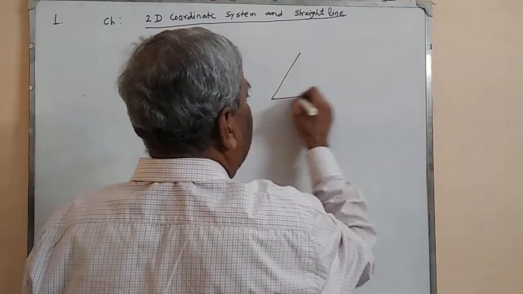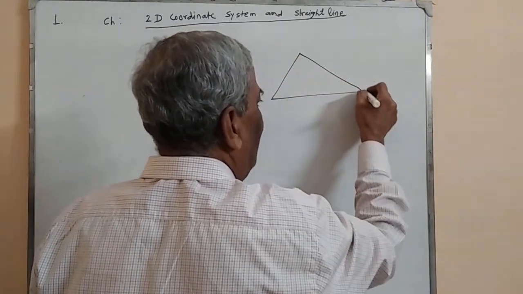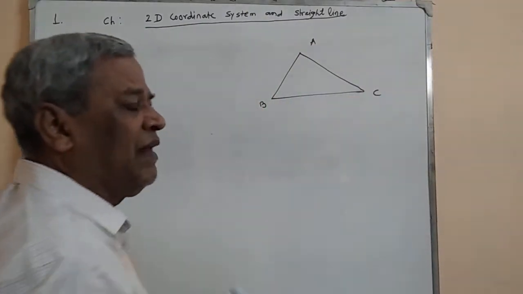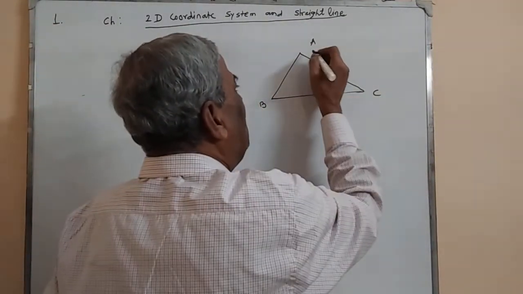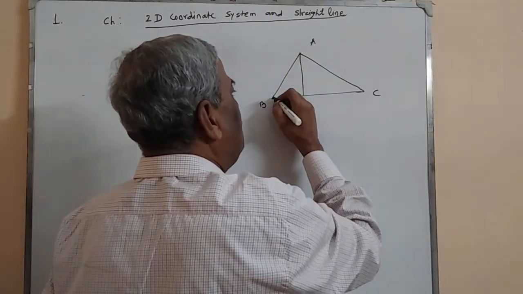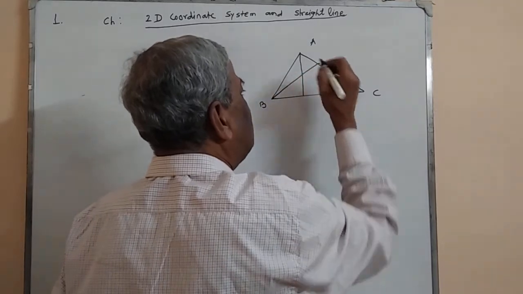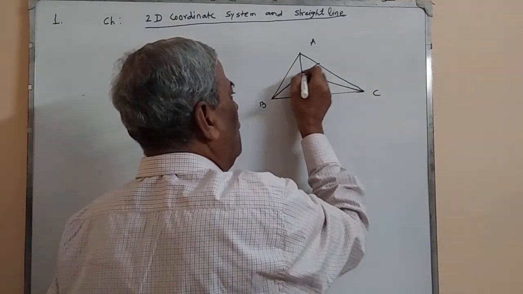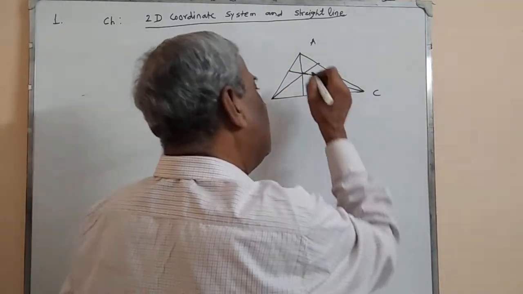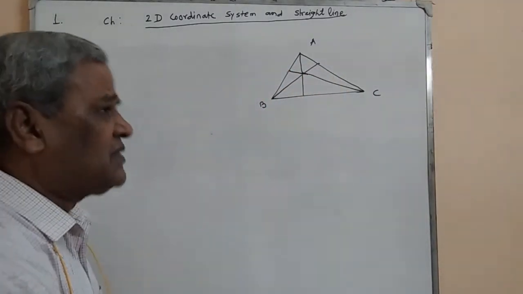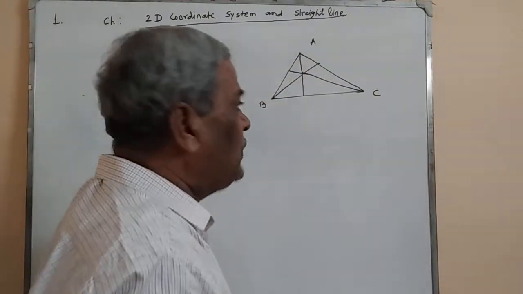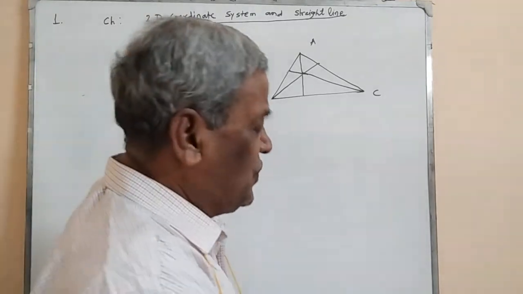The orthocenter is like that. ABC is a triangle. A perpendicular is drawn from A on the opposite side. Similarly, from B on the opposite side, and from C on the opposite side. So these three perpendiculars are concurrent, and this point is called the orthocenter of the triangle ABC.